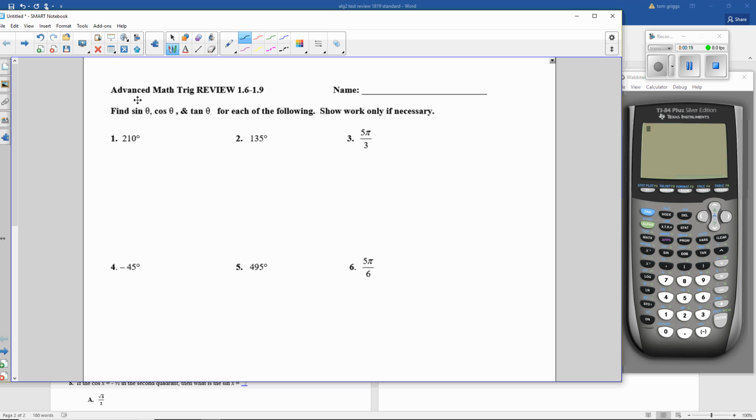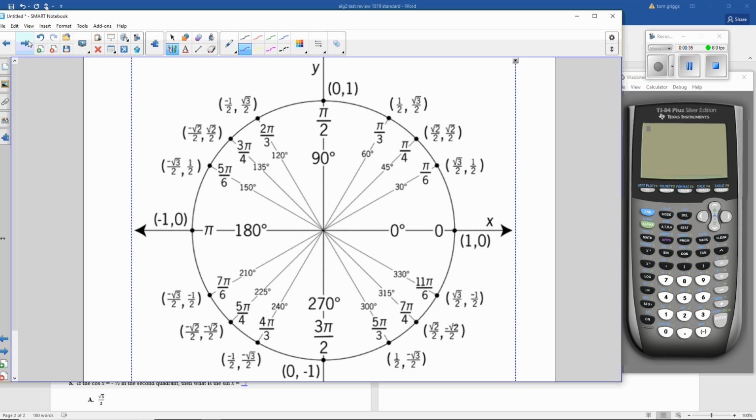Remember that the sine trig function goes with the y-coordinate, cosine goes with the x-coordinate, and tangent, of course, is y divided by x. So the first angle is 210 degrees. So we're going to look on our unit circle, and we're going to find 210 degrees right here.